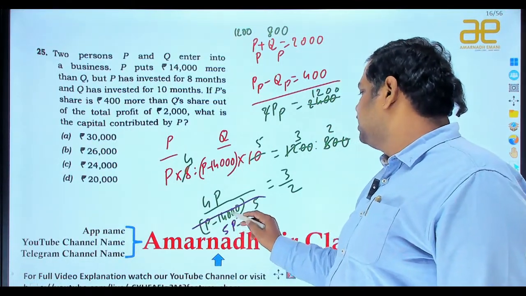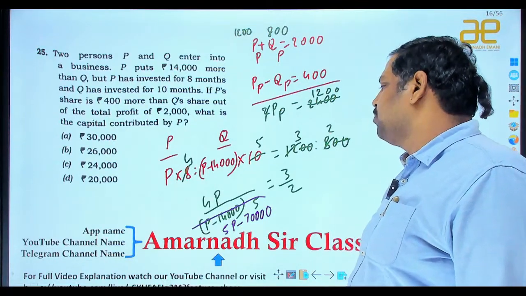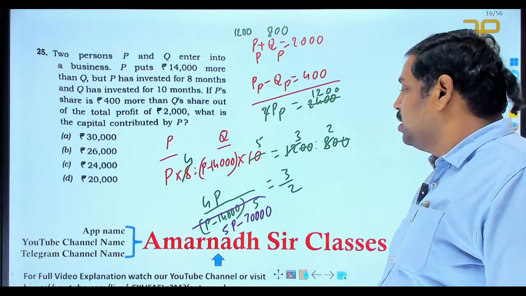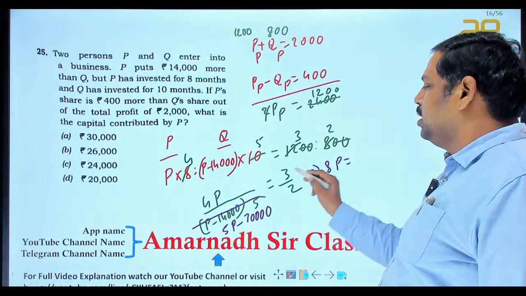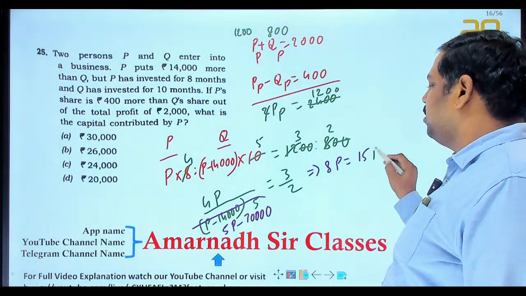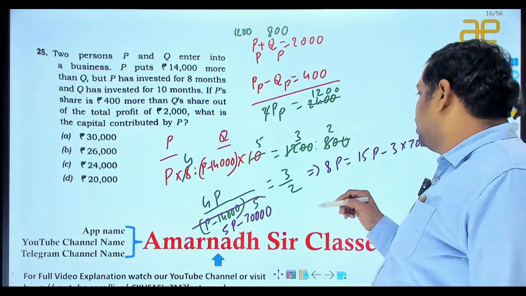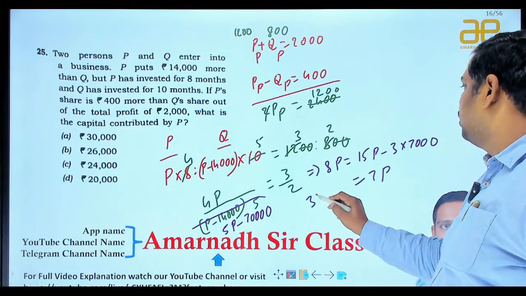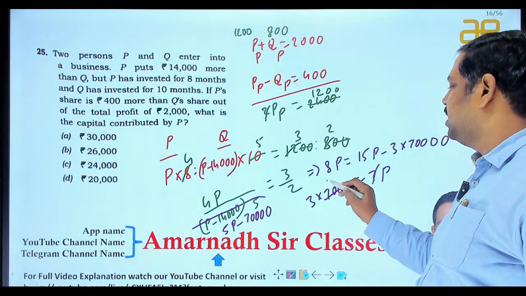5P minus 70,000. Okay, so now if I crisscross, I'll get it, right? Good. So if I crisscross, it will be 8P is equal to 3 into 5, that means 15P minus 3 into 7,000. Okay, now move the 8P this side, it will be 7P. Move this one this side, 3 into 7,000, so 70,000.